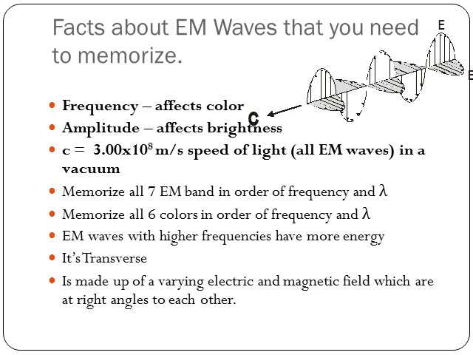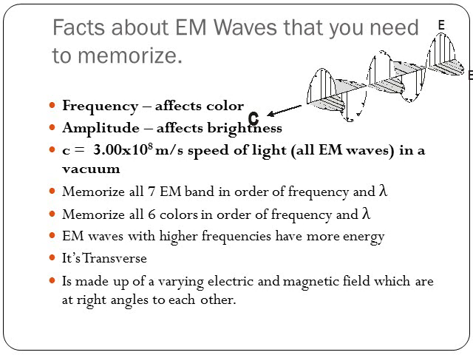You also need to memorize all 6 colors, which are like more bands within light itself. So you can break light into smaller bands, which we define as different colors. And you need to be able to list those in order of frequency and wavelength as well. These things you'll have to look up on WebAssign or in a reading or on a website of some sort, and write these down in your notes.